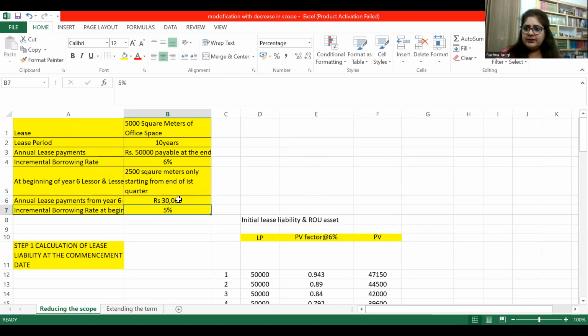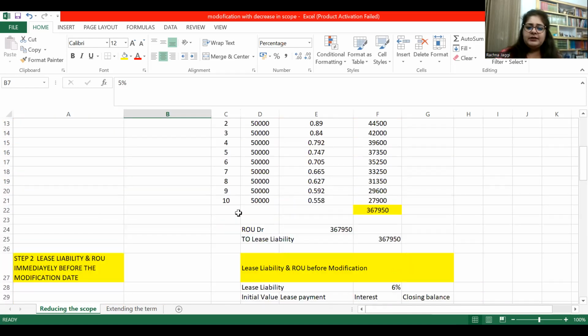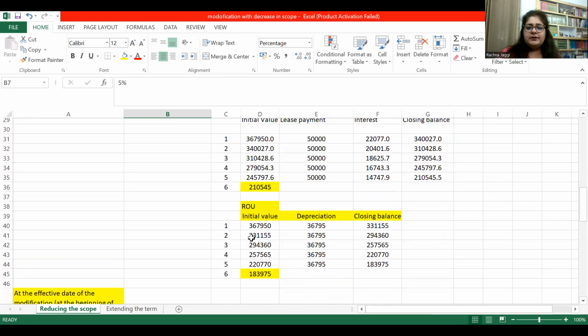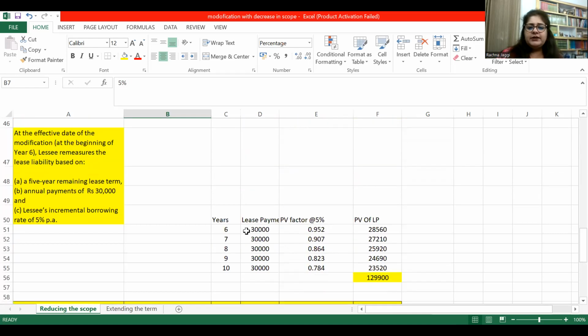So I'll calculate, according to these modifications, what will be my modified lease liability. This is what I have calculated here. From beginning of year 6 to 10, that means the rest of the 5 years, my lease payment is 30,000 per month. And this is my present value factor as per the incremental borrowing rate of 5%. This gives me the present value of my lease liability, 1,29,900, right?